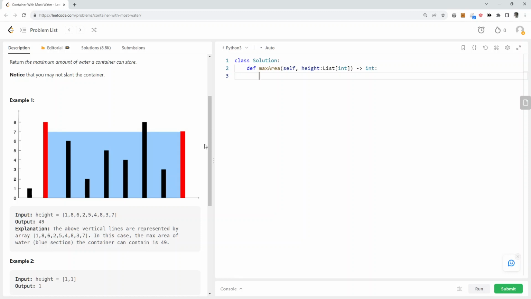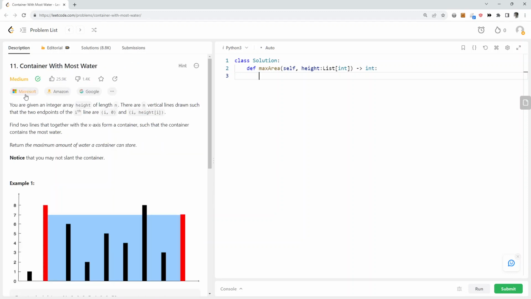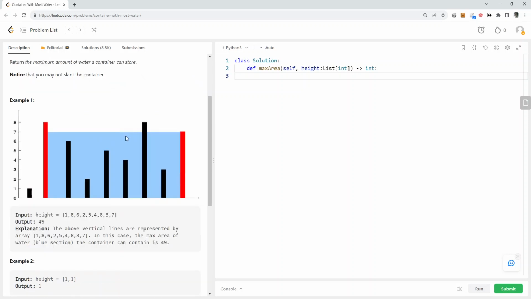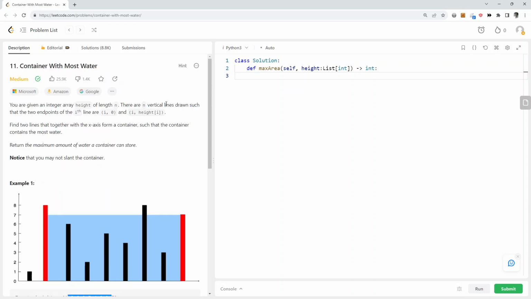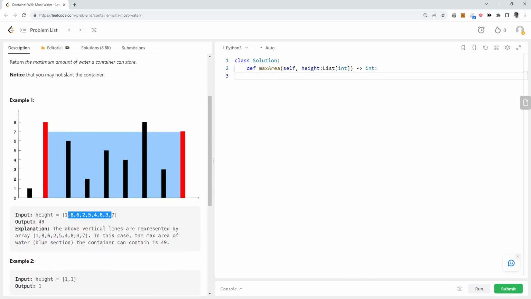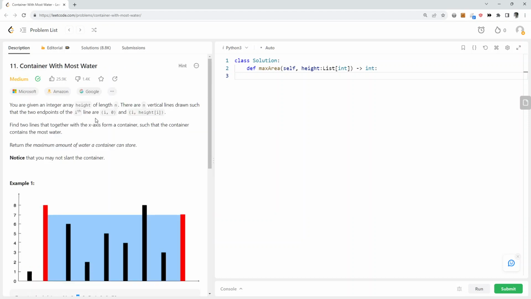Hi guys, let's solve the problem Container With Most Water. We are given an array height of length n. So this is the array height of length n. There are n vertical lines drawn such that the two endpoints of the ith line are... So let's say the ith line is this 0, 1, 2, and the two points are (i, 0).